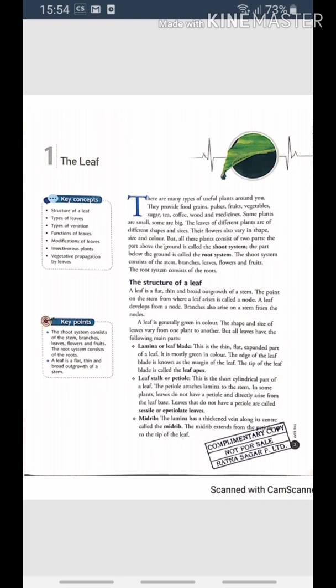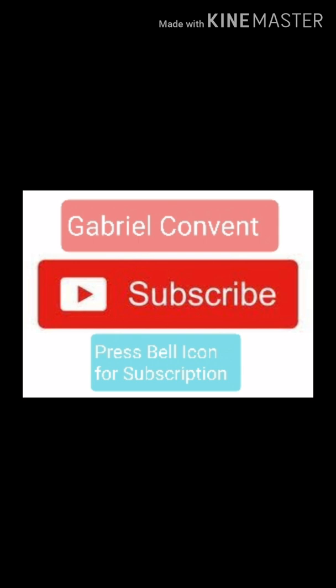Now see what are veins. Many lateral branches known as veins arise from the midrib. Veins further branch out to form veinlets. Leaf base is a small, slightly swollen part at the end of the petiole.